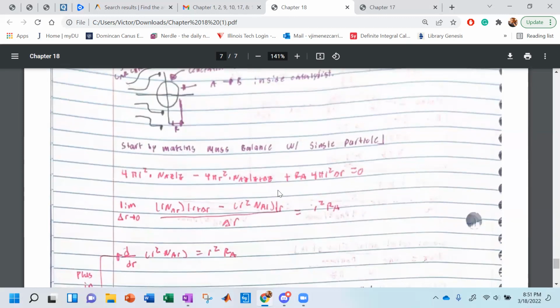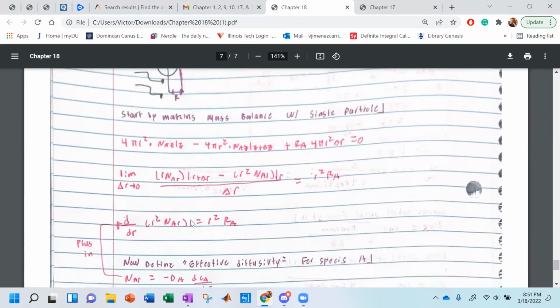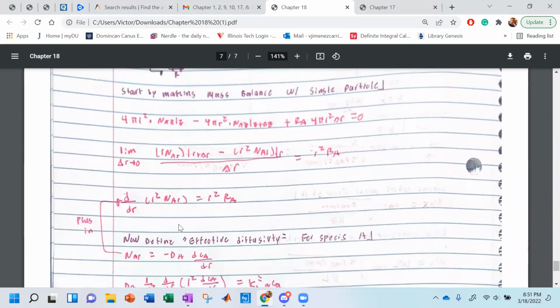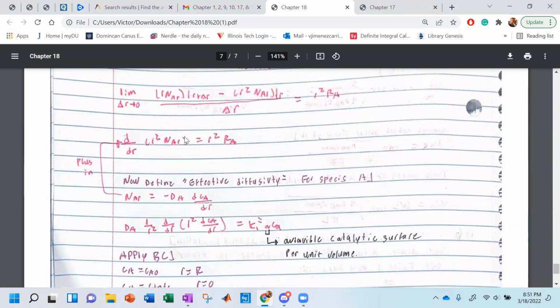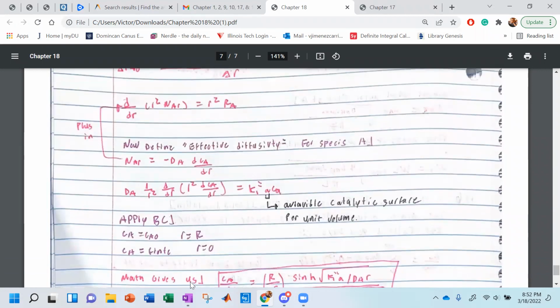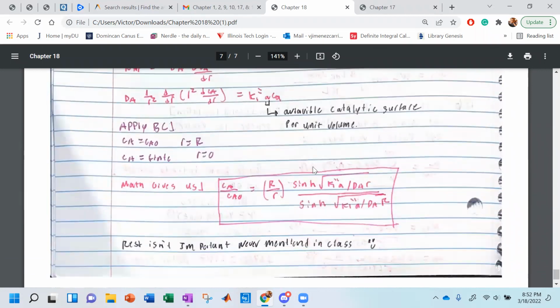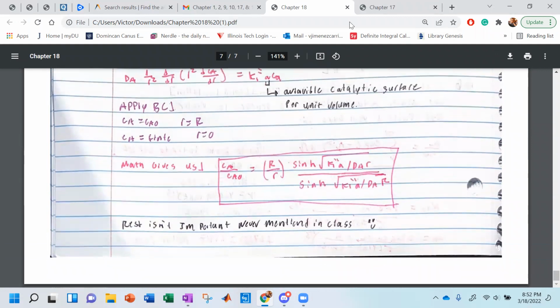Same logic as before, divide everything except for R squared, because it's the R, and you take the limit. That becomes a differential equation, take the double integral, and after you take the integral, make sure you plug in your NAZ, or in this case, NAR. You get this disgusting thing, apply your boundary conditions, and you solve with a lot of math. And I mean a lot, you go in that section of the book, and I hope you can figure that out. The rest isn't really important, never mentioned in class, and that's pretty much our lecture for tonight.